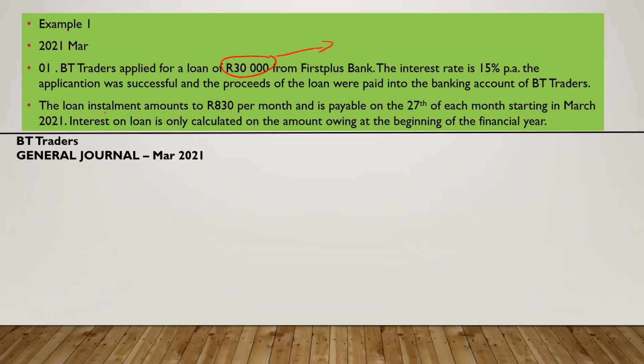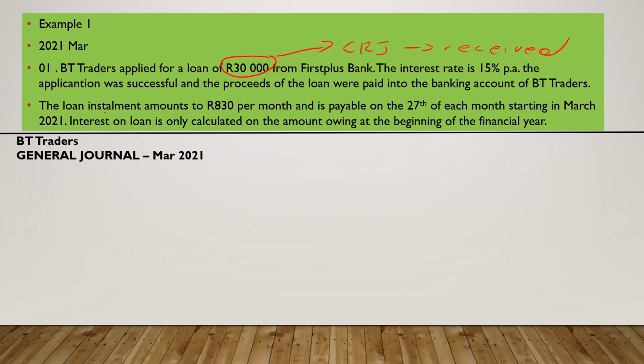Anyone? Sir, can I take a guess? Yes? CRJ? Okay. So we recorded in the CRJ because this is the money that we have received.